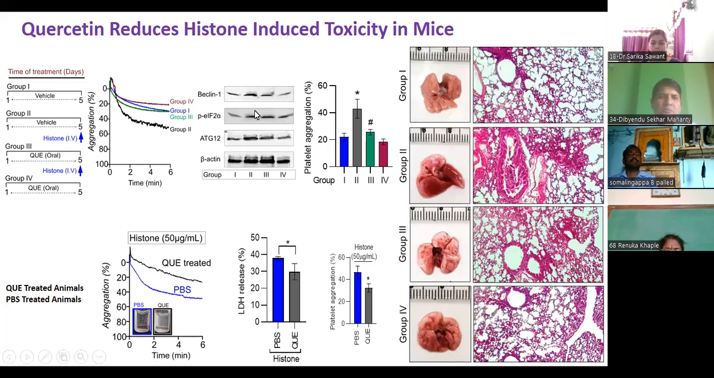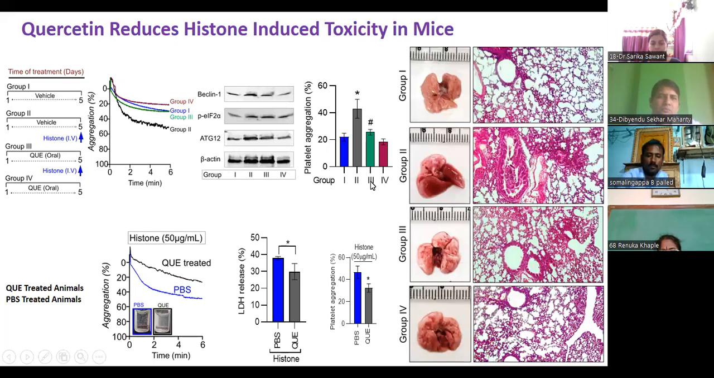So we assessed some markers related to autophagy, and we observed low levels of autophagy markers in groups 3 and 4 compared to 2. Aggregation also significantly decreased in the quercetin treated groups.